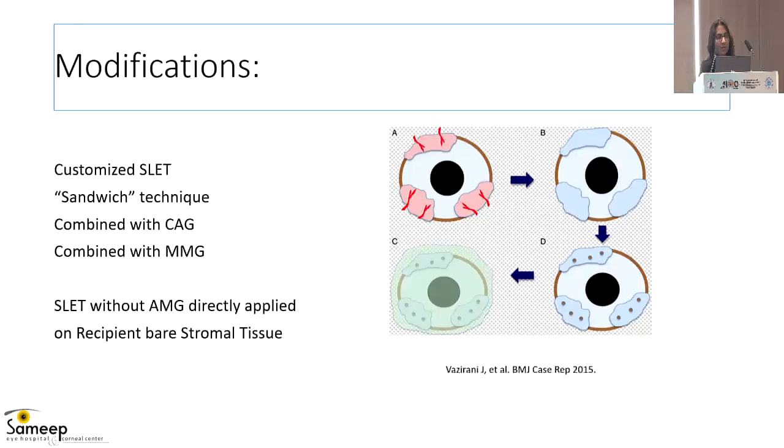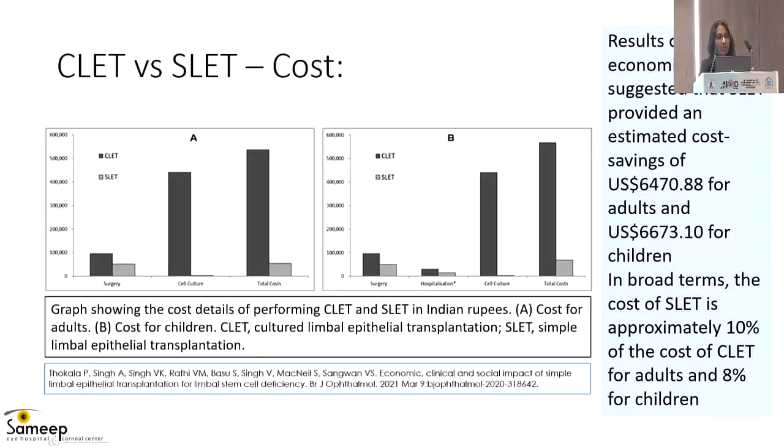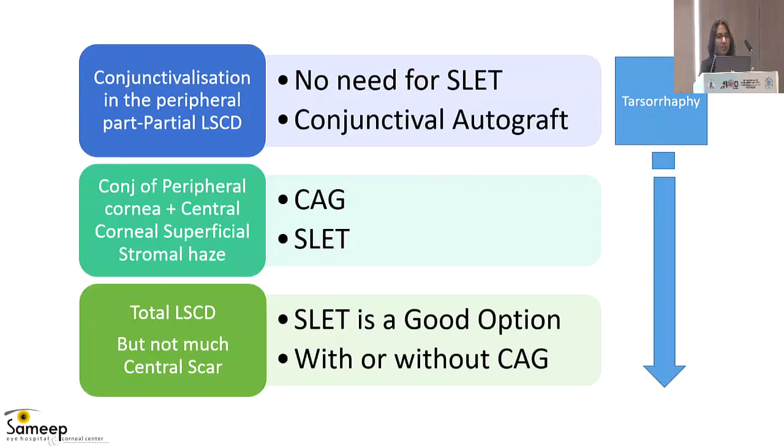As you can see here, there were certain modifications which were popularized, like the sandwich technique, where double amniotic membrane is used combined with conjunctival autograft. It was also combined with mucous membrane graft. And recently, people are describing SLET without amniotic membrane, directly applying these pieces onto the recipient bare stromal tissue.